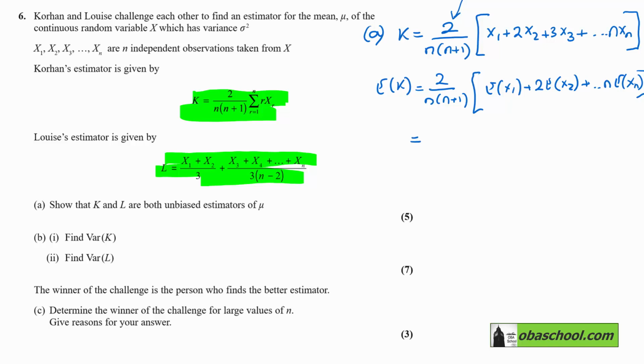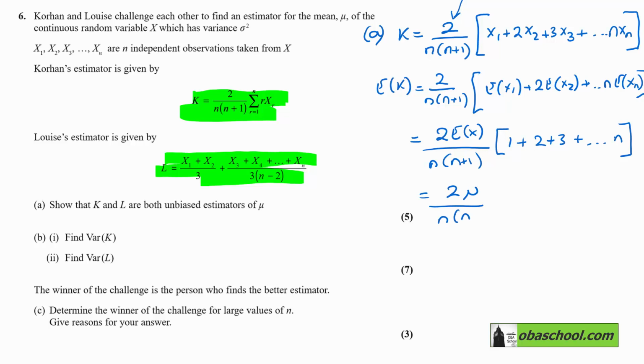Now, all of the expectations are actually the same because they're from the same distribution. They're all the expectation of x. So we could take all of those out as a common factor. So we've got twice the expectation of x over n plus 1, and then we have 1 plus 2 plus 3 up to n in here. And remember, the expectation of x is mu, so that is 2 mu over n plus 1.